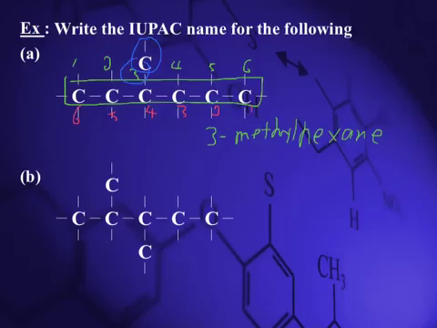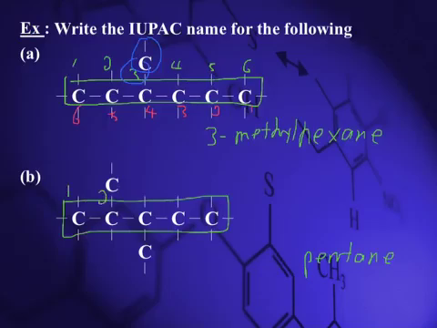Let's try example B. Again, let's highlight our longest parent chain. It is right here. There are 5 carbons, so this is going to be a pentane compound of some sort. Again, let's number left to right. 1, 2, 3, 4, 5. And number right to left. 1, 2, 3, 4, 5. Even though this carbon is located at position 3, regardless of how we number it, left to right or right to left, this methyl branch would have a lower number if we were to number the atoms going from left to right. So let's do that.